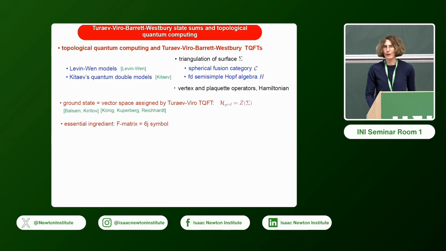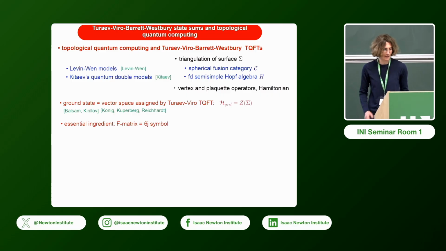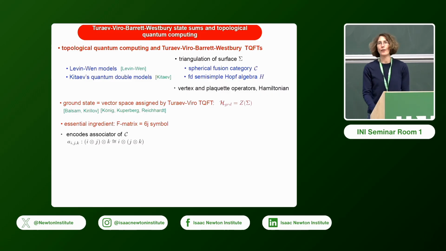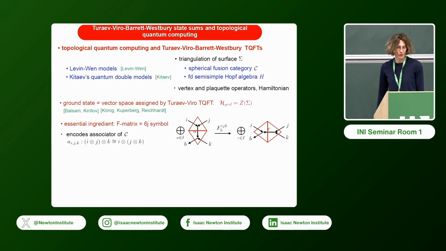And the essential ingredient in this construction is sometimes called the F matrix and sometimes called the 6j symbol. I often say 6j symbol because I'm more used to it, but it's the same as the F matrix. And why is this so essential? It encodes the associator of the underlying spherical fusion category. And on a geometrical level, it encodes flips in the triangulation.